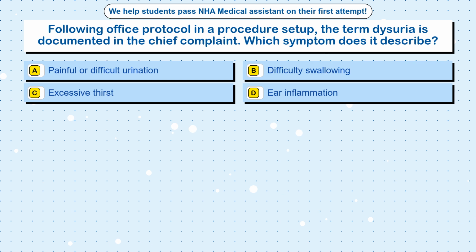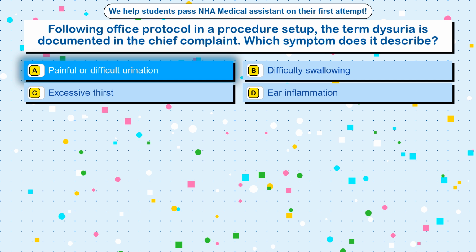Question 9. Following office protocol in a procedure setup, the term dysuria is documented in the chief complaint. Which symptom does it describe? Option A, painful or difficult urination. Option B, difficulty swallowing. Option C, excessive thirst. Option D, ear inflammation. The correct answer is option A, painful or difficult urination.